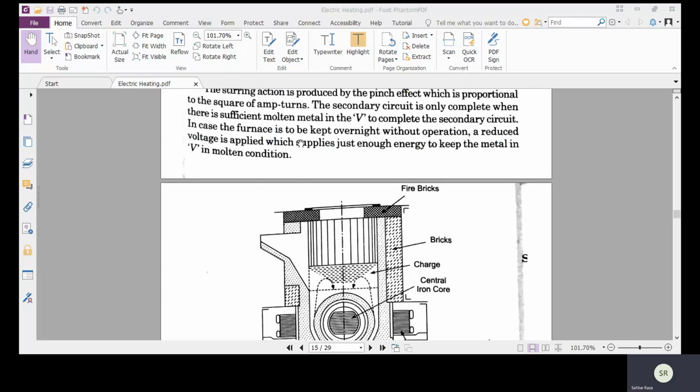In case the furnace is to be kept overnight without operation, a reduced voltage is applied which supplies just enough energy to keep the metal in molten condition. Because if the temperature becomes less, the metal becomes hard. It will not be soft. And when it becomes hard, it is very difficult and quite impossible to empty the crucible, which is V-shaped in condition.